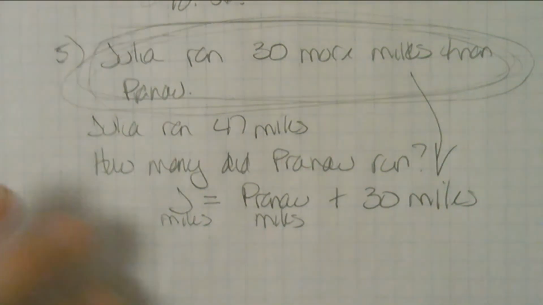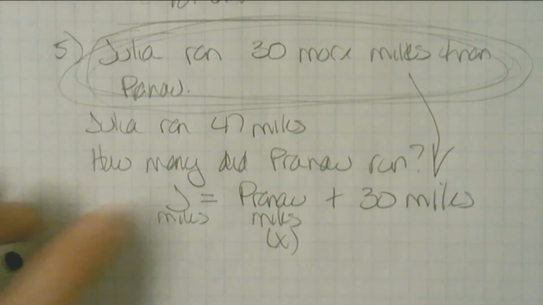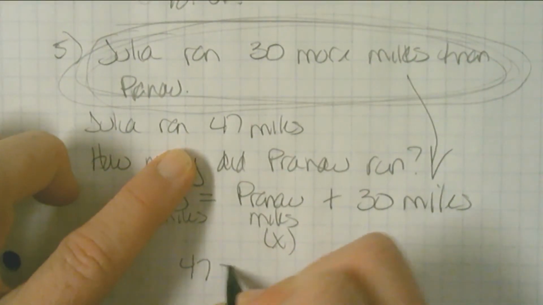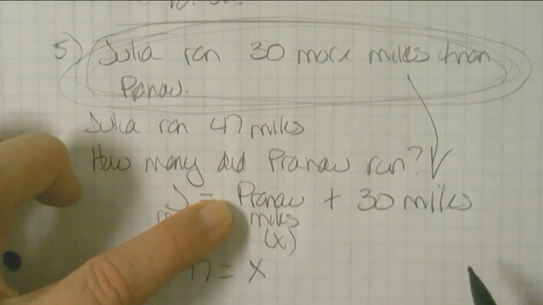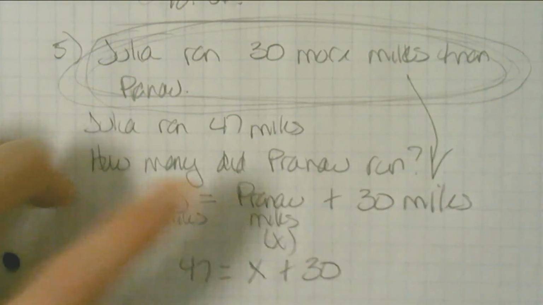So now I don't know Pranav's miles. I know Julia's, so Julia's was 47. I don't know Pranav's, it's x plus 30. And then I would solve that.